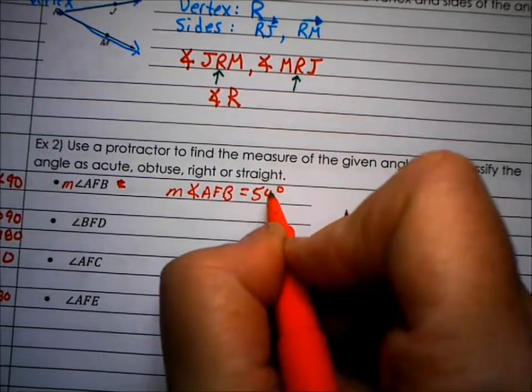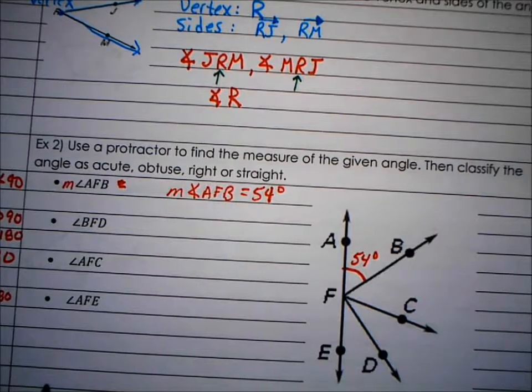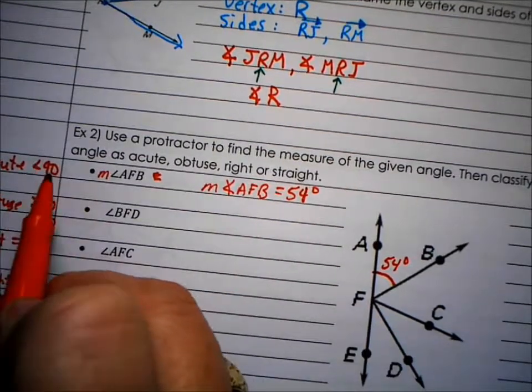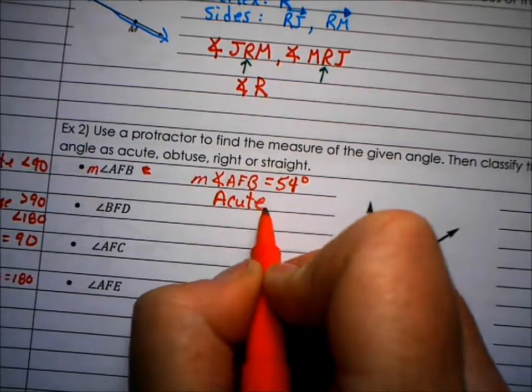Alright, so we have 54 degrees. So is it acute, obtuse, right, or straight? Well, 54 is actually less than 90 degrees, so that means this has to be acute.